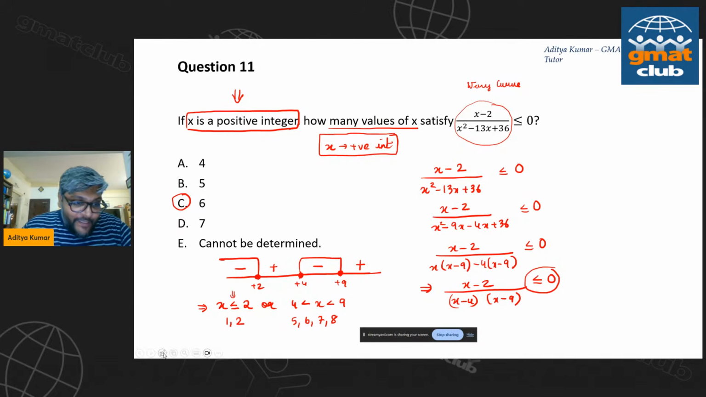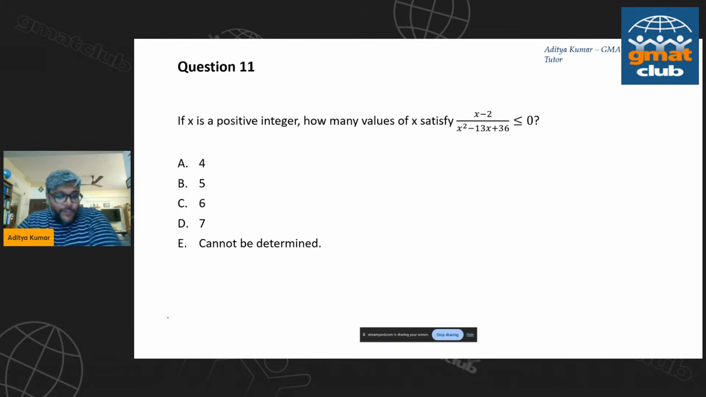Got it? One more thing that I wanted to touch upon as well is, what if I had given you an equation like this and I asked you to solve for x?